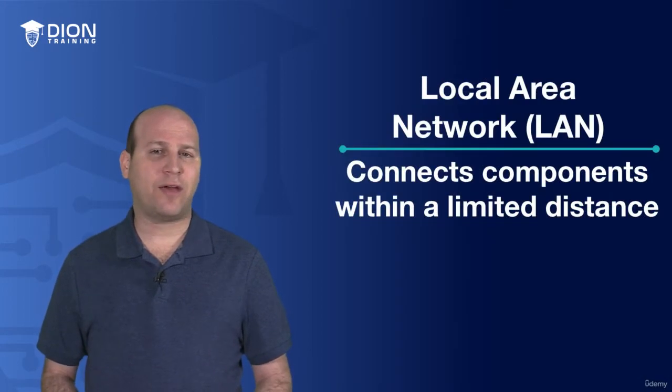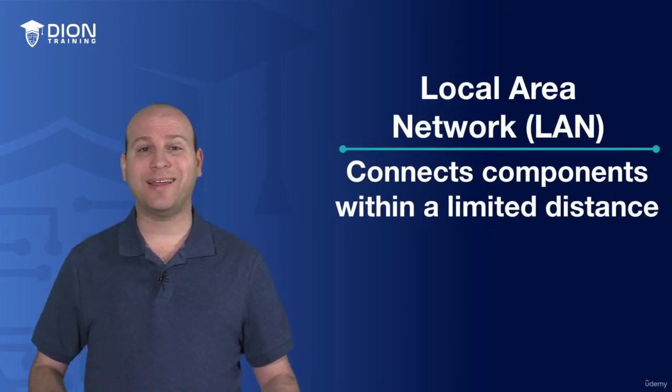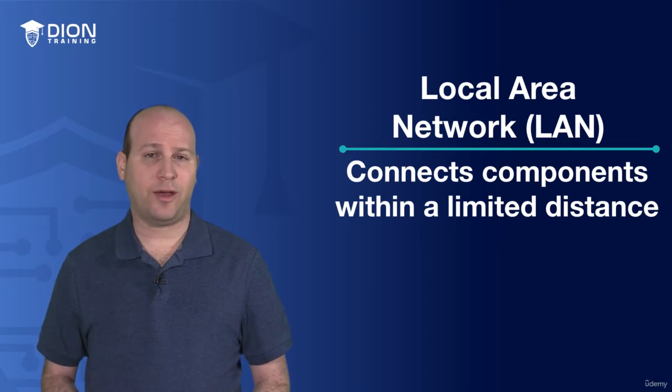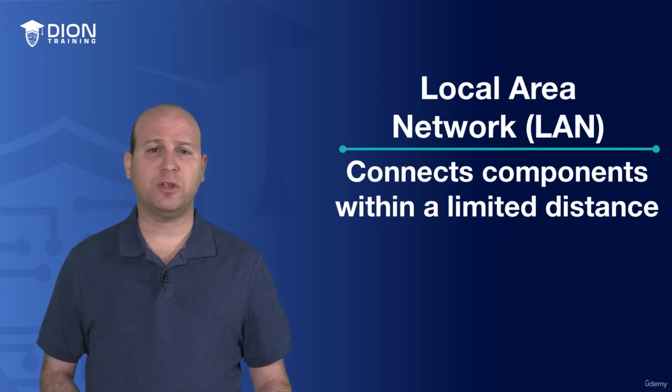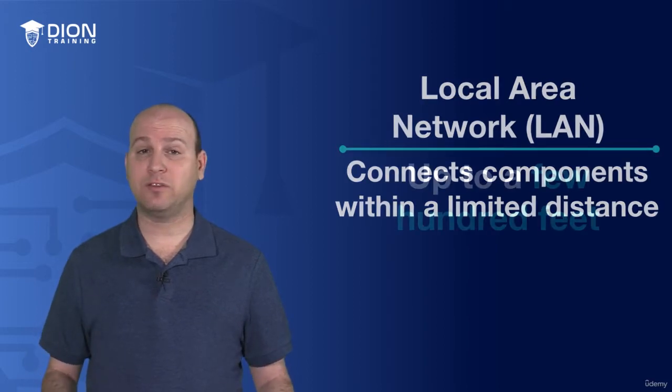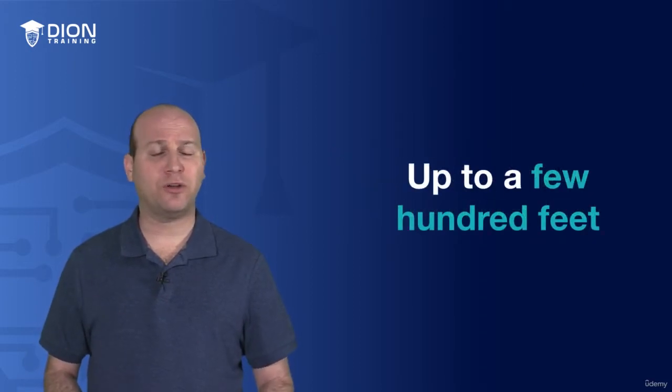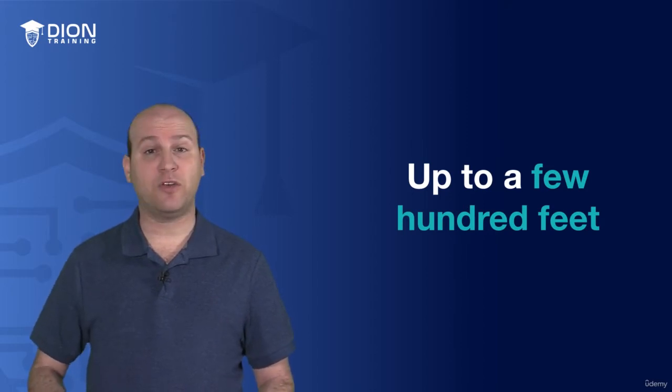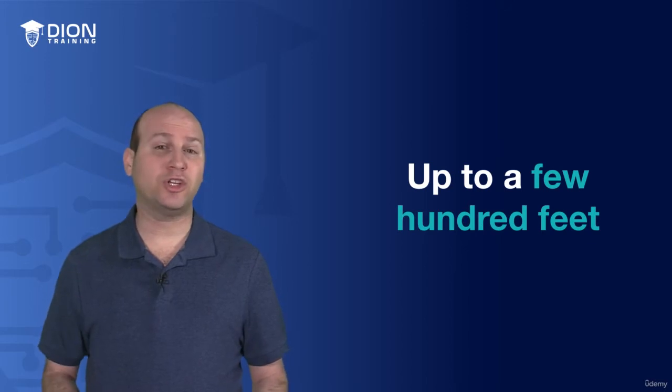Now, the next one we have as we get to a larger network is called a LAN. This is a local area network. If you worked in an office building, you probably had a LAN at work. It connects components in a limited distance, generally up to about 100 meters or 300 feet. Each segment can only go about 100 meters if you're using Cat5 cabling, but if you're going to use fiber optic cabling, you can actually go further.